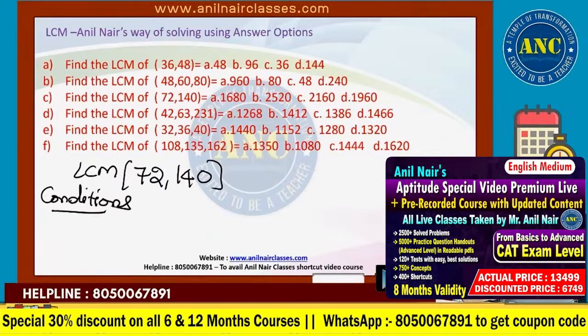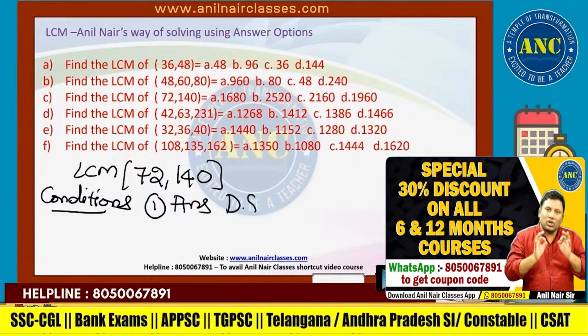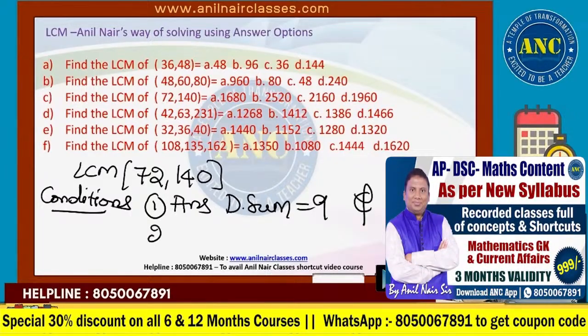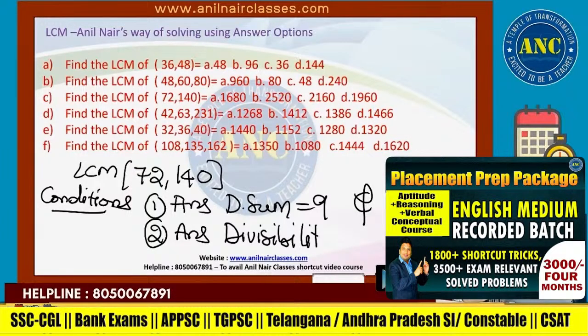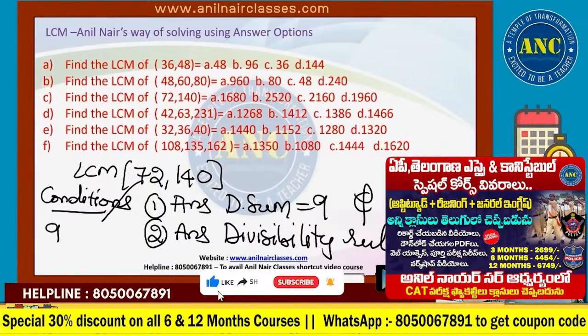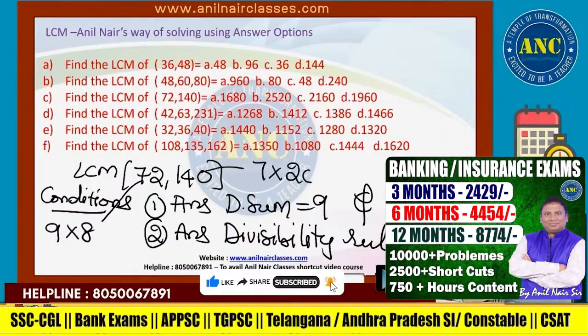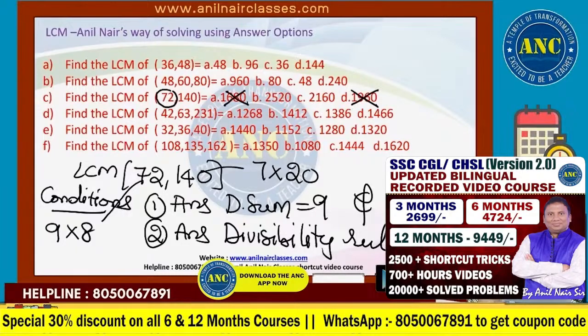First condition, answer digital sum should be 9. Second condition, answer should satisfy the divisibility rule. 72 is 9 into 8. 140 is 7 into 20. One option's digital sum is 9. So these both are eliminated.